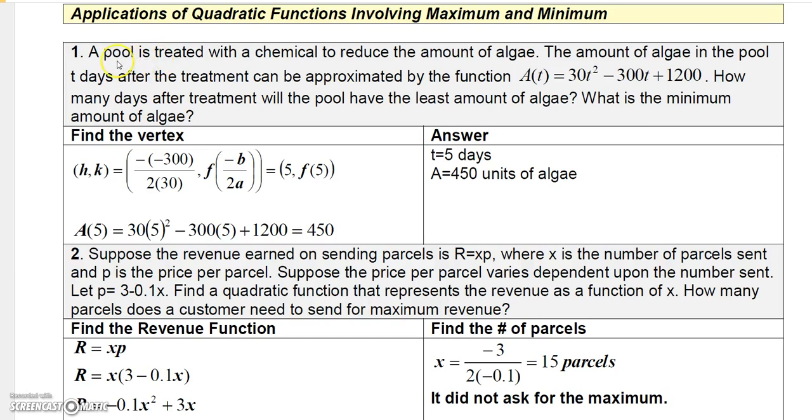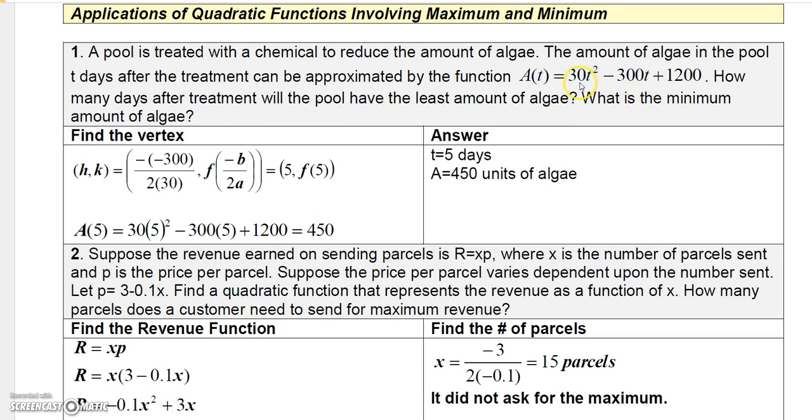Okay, we're going to go ahead and do some applications of quadratic functions involving maximum and minimum here. So let's take a look at this example. A pool is treated with a chemical to reduce the amount of algae. The amount of algae in the pool t days after treatment can be approximated by this function, A of t is equal to 30t squared minus 300t plus 1200. How many days after treatment will the pool have the least amount of algae? And what is the minimum amount of algae?